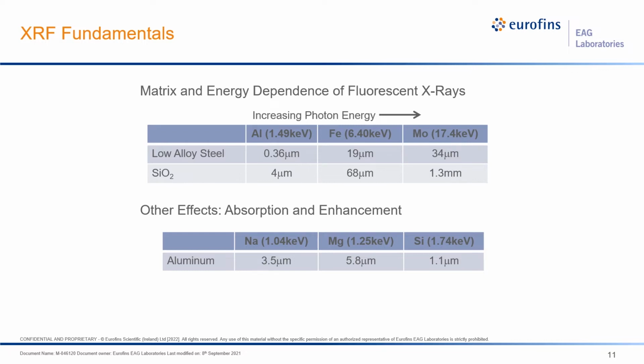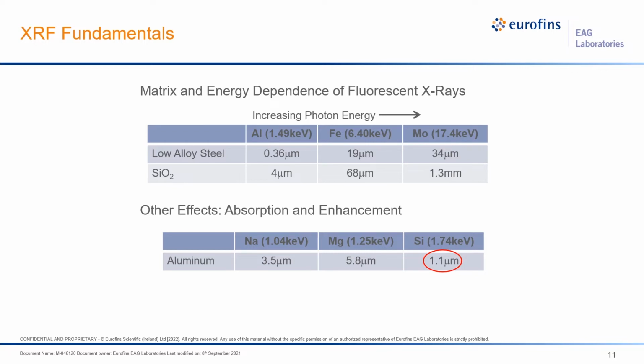But moving on to the lower table, we find that life isn't really just that simple. We also have secondary effects, absorption and enhancement, to consider. In this example, we again have our series of 3 elements with increasing photon energy, and we look at their behavior in aluminum metal. While we see the expected trend for sodium and magnesium, it abruptly changes direction with silicon, the most energetic of these 3 lines. So what's that all about?